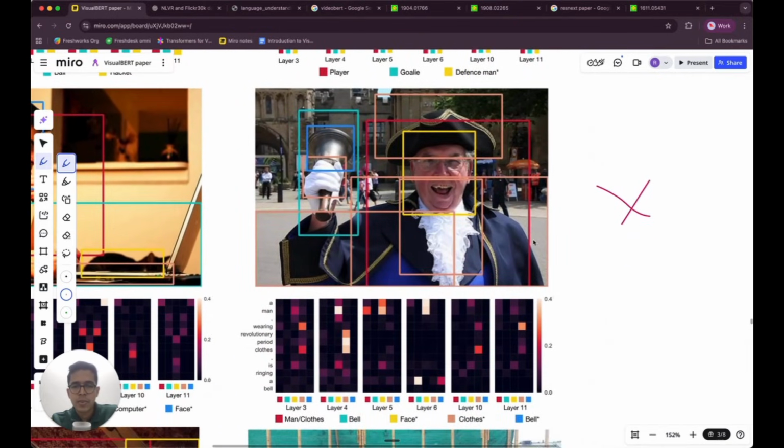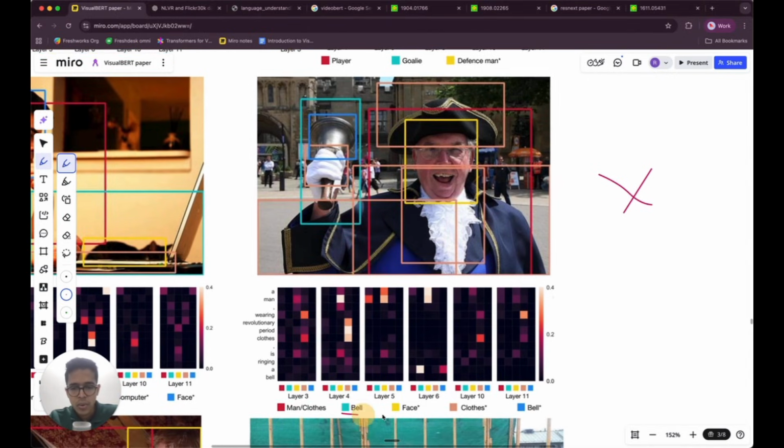Now let's look at this one. There is supposed to be misalignment. A man wearing Revolutionary period clothes is ringing a bell. Okay, now bell is which one? Bell is this light blue or dark blue? Both are bell. So light blue and dark blue are bell. So the last one should have correlation with second column and last column.